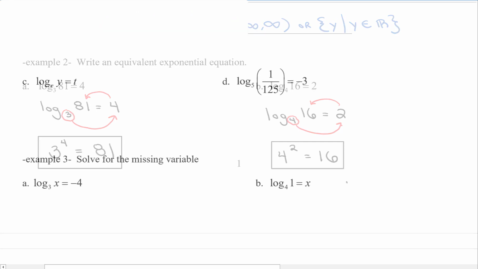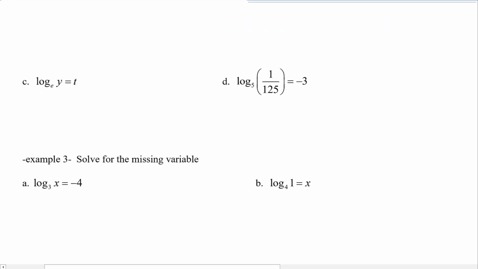2c says log base e of y equals t. So once again, here, I'm going to circle the e, I'm going to point it at the t, and I'm going to point from the t to the y. This is going to read as e raised to the t power is going to equal y.